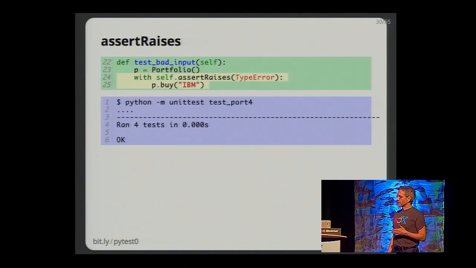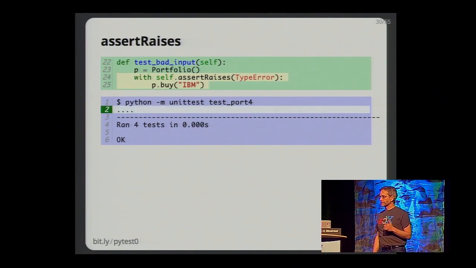There's a self.assertRaises method that you can use as a context manager in a with statement, so that you can put the p.buy line into the with statement, and you can assert that it raises the type error. And that with statement will catch that exception for you, and it will check that the exception was actually the type error that you expected, and the test will pass.